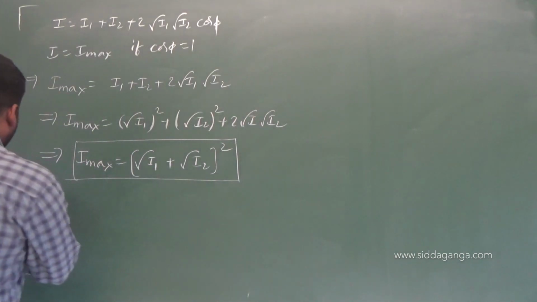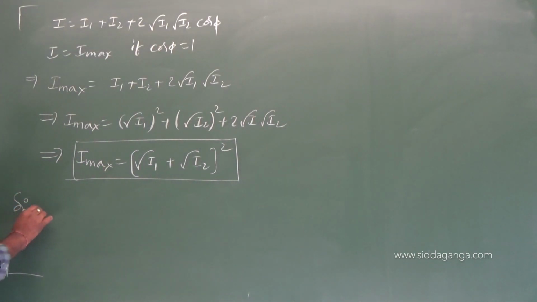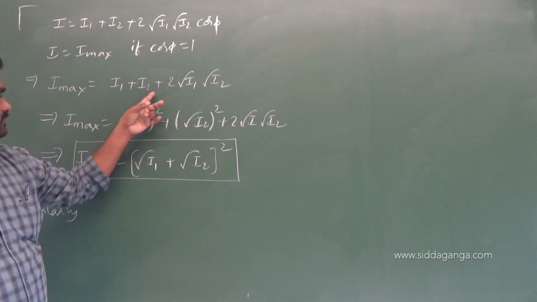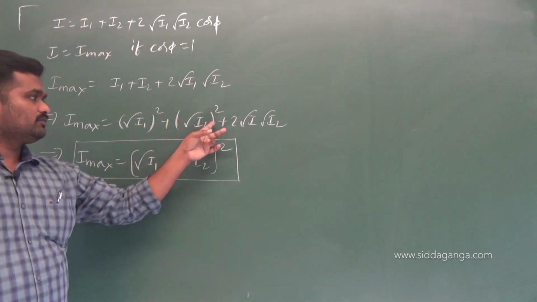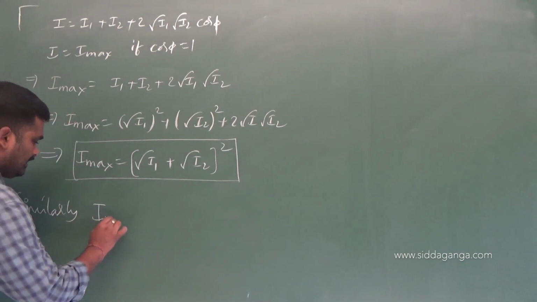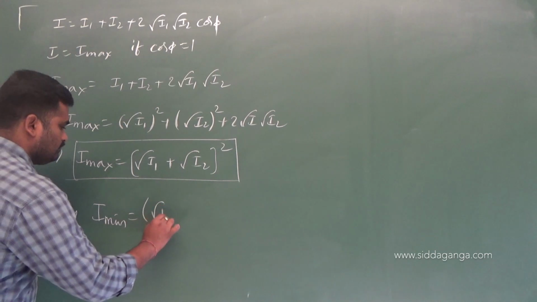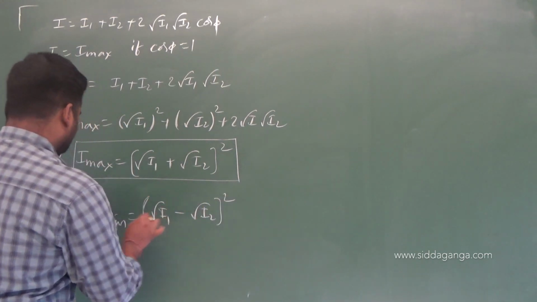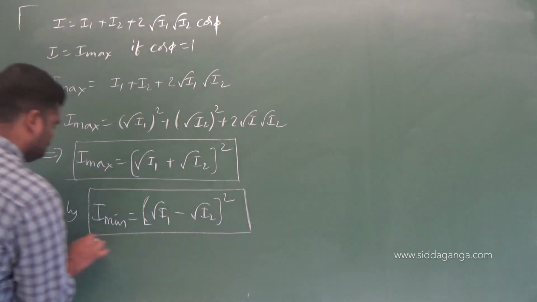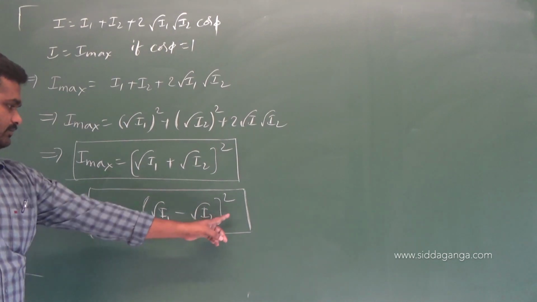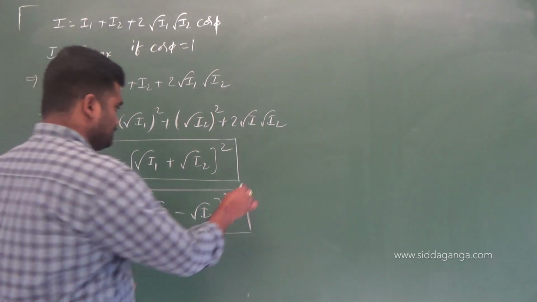Similarly, I minimum can be written as what? What should be the value of cos phi? Minus 1. If I substitute minus 1 here, this becomes root I1 whole square plus root I2 whole square minus 2 root I1 root I2. So finally I minimum equals root I1 minus root I2 whole square. This is the I minimum value. So these are the two equations you have to remember.